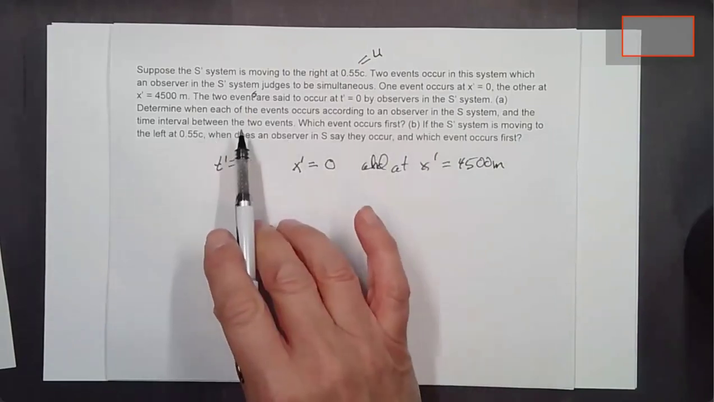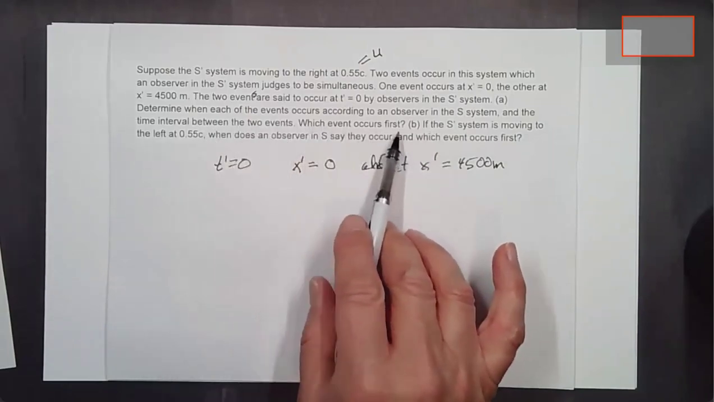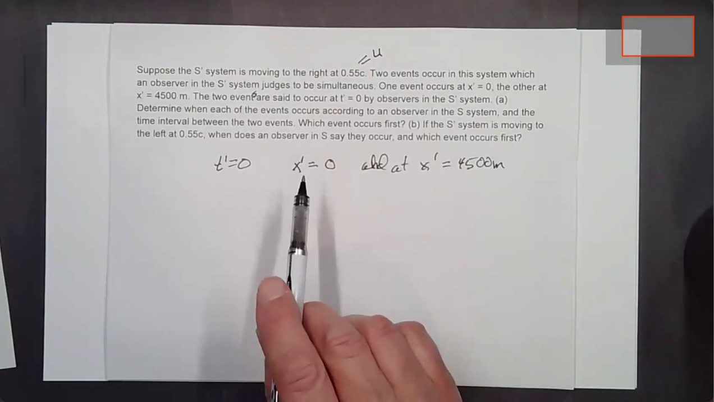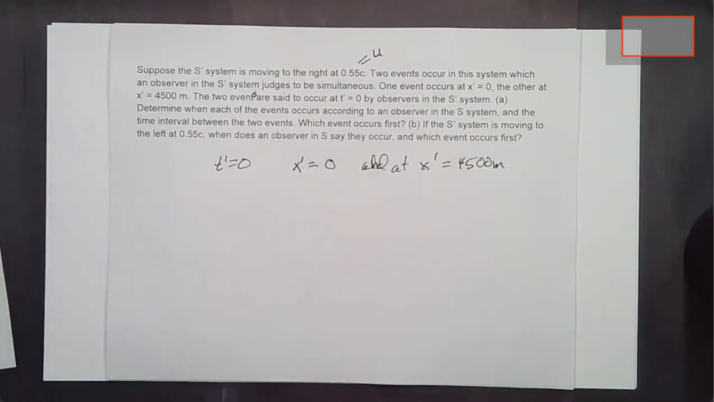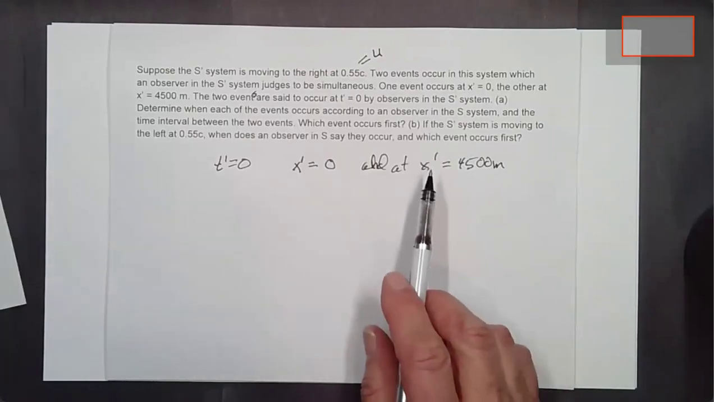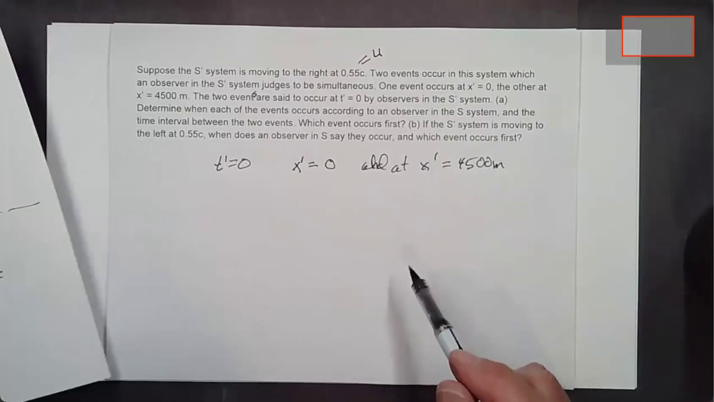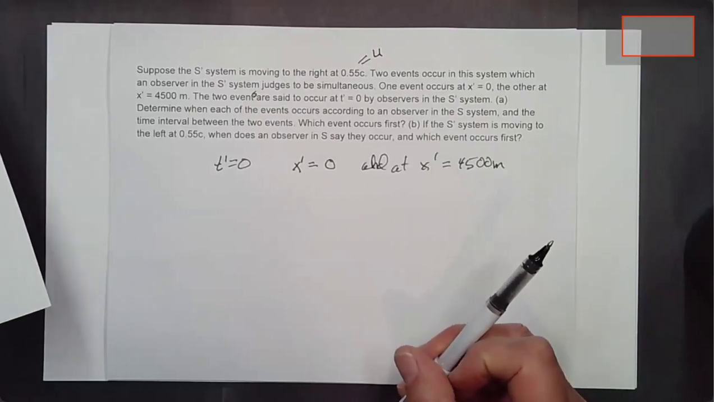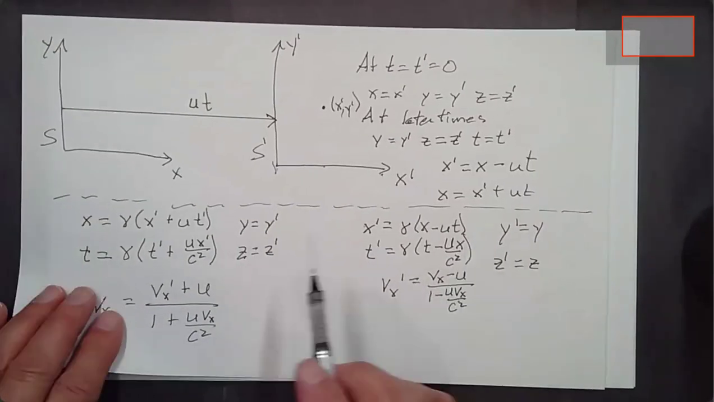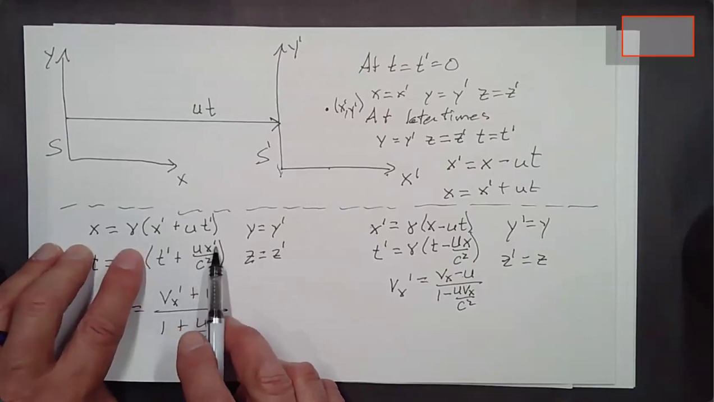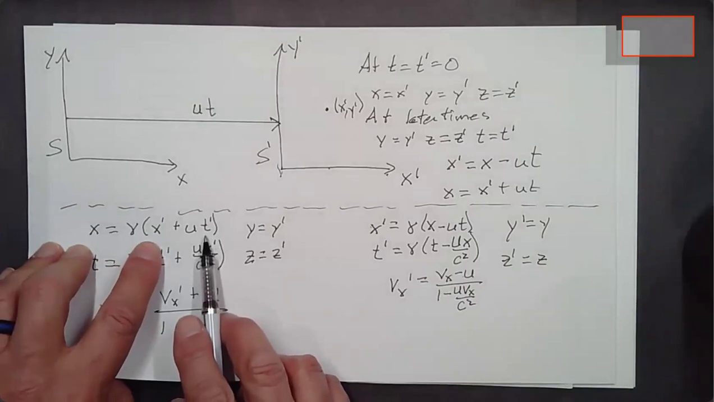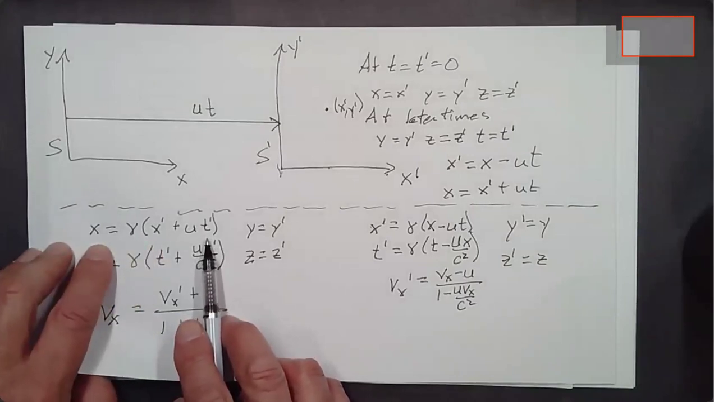Let's see, determine when each of the events occurs according to an observer in the S system, the time interval between the two events, and which event occurs first. Well, there's one thing they don't give us, and maybe it doesn't matter. But let's see. The one that happens at position 0 and time 0 is going to also happen at x equals 0.